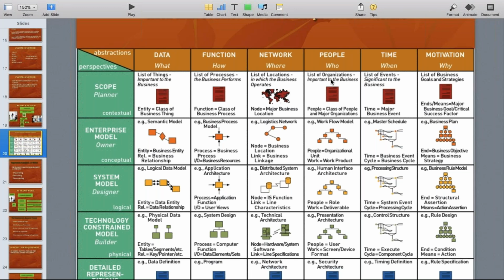And then comes when. When is like time. See, there are some applications which run only at a particular time, like 8 hours, 10 hours, 15 hours, like that. So this is when: list of events significant to business. It's 24/7, right? Yeah, it's 24/7. And then comes why: list of business goals and strategies.